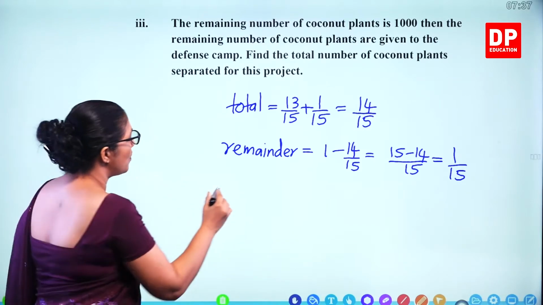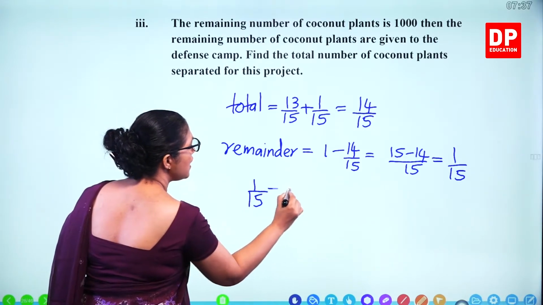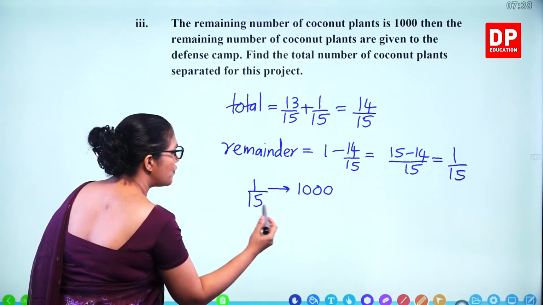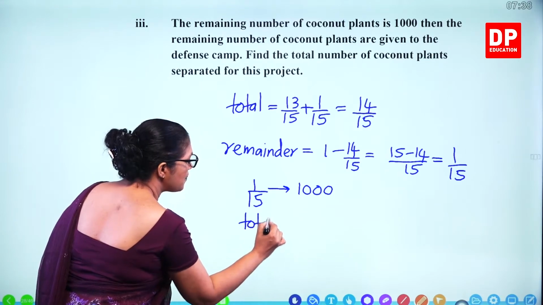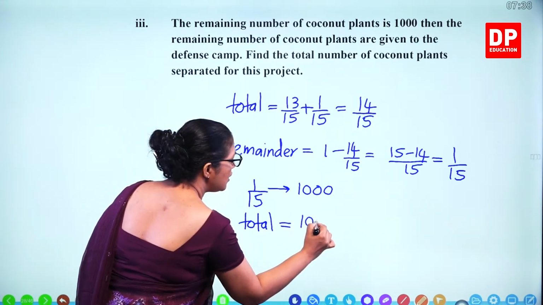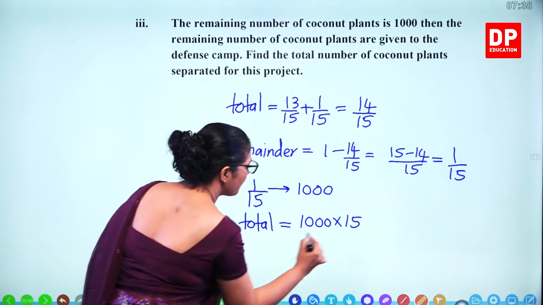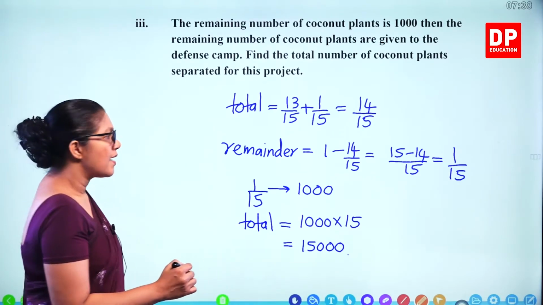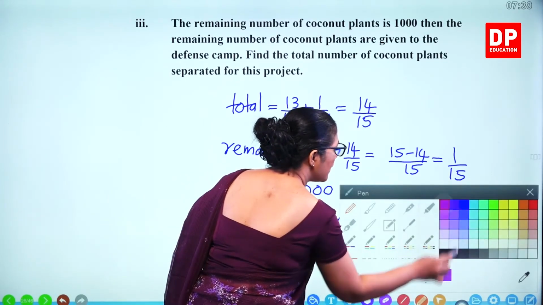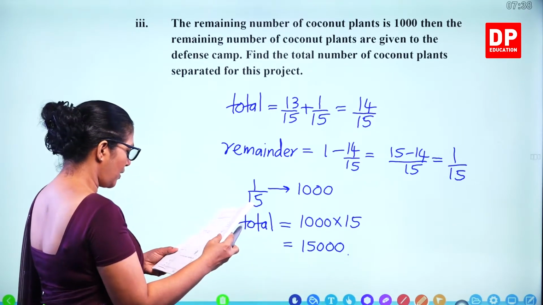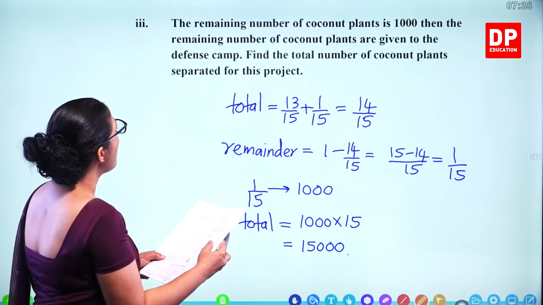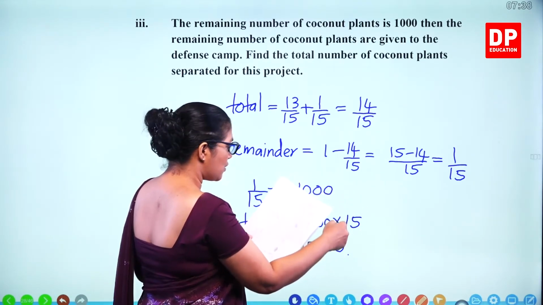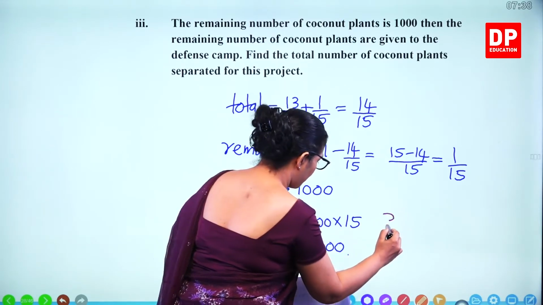So remainder is equal to 1000. So 1 over 15 is 1000. They are asking total number. So 15 parts. So total becomes 1000 into 15. So 15,000 coconuts were there. So that's the answer. How many marks for the third part? You get 2 marks for this one, finding the remainder and the total, 2 marks.